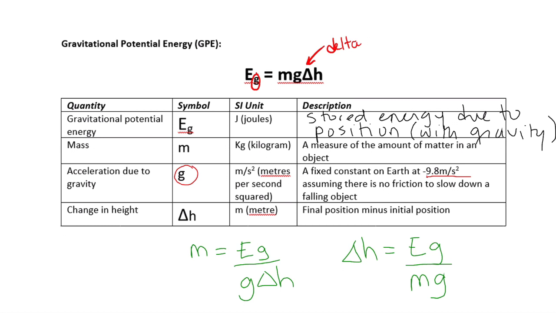And at the bottom, we have our manipulations of the equations. This equation is a little bit easier to work with because it doesn't involve a squared. m is equal to E subscript G divided by all of g, the acceleration due to gravity, multiplied by the change in height. If we're solving for change in height, it's equal to E subscript G divided by all of mass times acceleration due to gravity. Okay, and if you're having trouble with any of these equations, feel free to ask, and I'm happy to go through them with you. Again, these aren't in your notes, so copy them down.